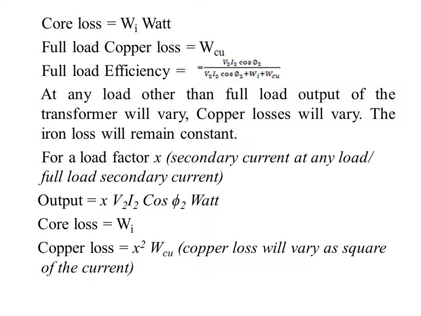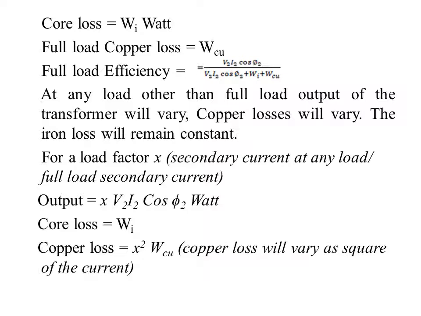At any load other than full load, the output of the transformer will vary. Copper losses also vary, while the iron loss remains constant. Whatever load we change at the output side, the current flowing through the secondary also changes, and when the current changes, copper loss also changes because it is I square into R. So here we need to calculate the efficiency for any load. How do we calculate it?